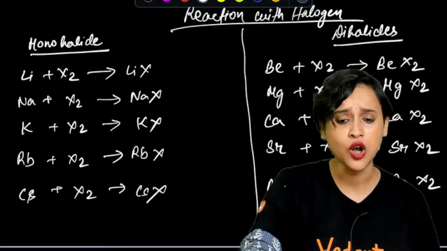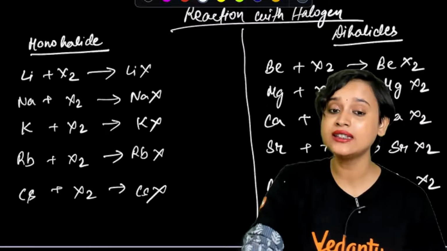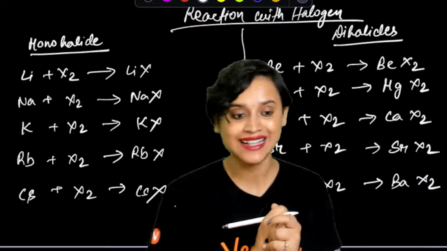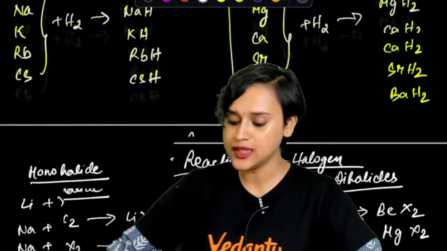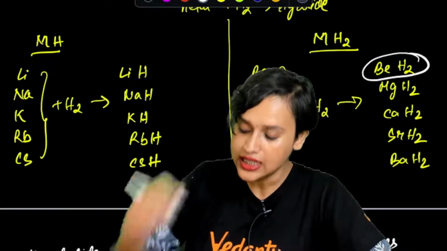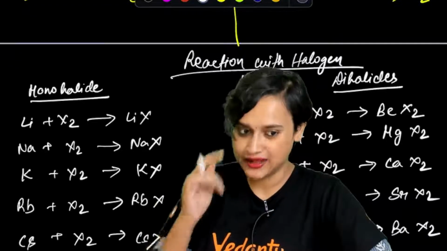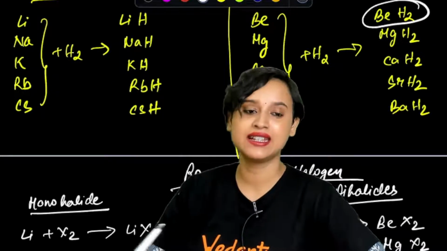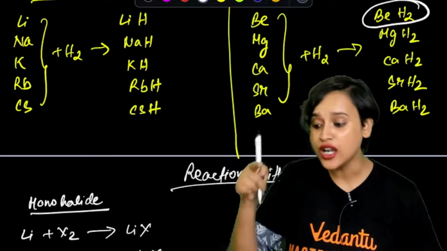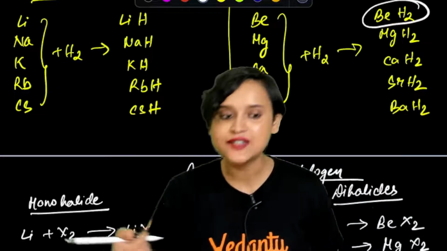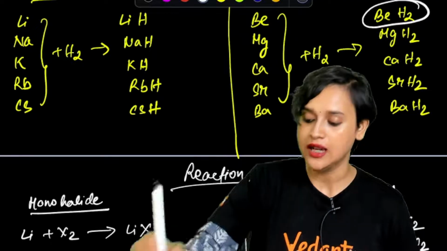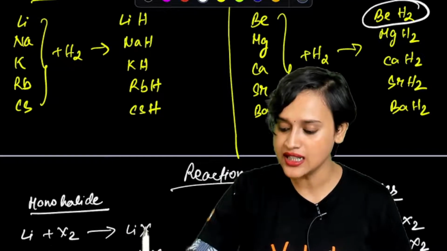Great. By the way, one thing you also have to remember is about BeH2. I just spoke to you about BeH2, and BeH2 cannot be formed this way. Do you know why? Because it is just difficult.